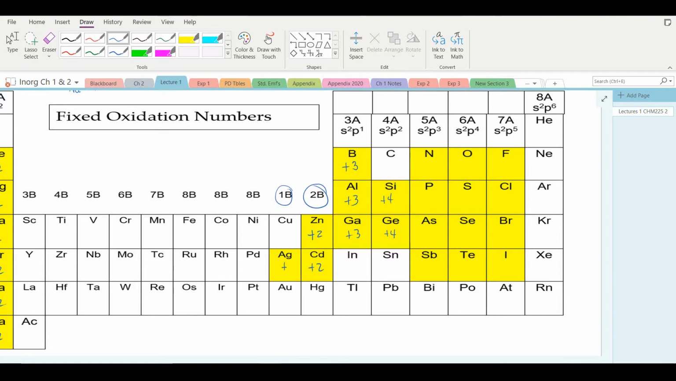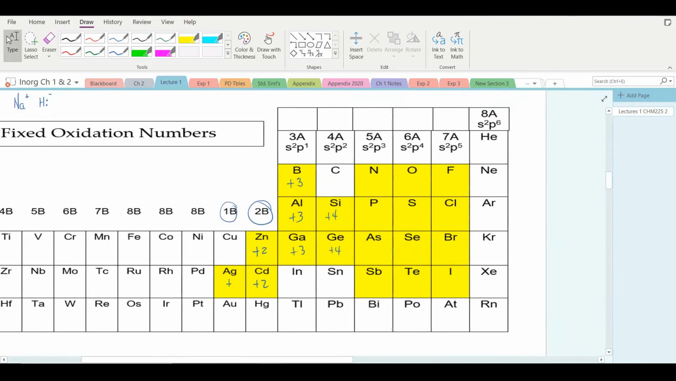Now let's move over to the right-hand side and talk about the halogens next. Fluorine is the most electronegative element on the table. Nothing can take an electron from fluorine. In fact, fluorine is always taking electrons from anything else, so fluorine is always -1 in all of its compounds.